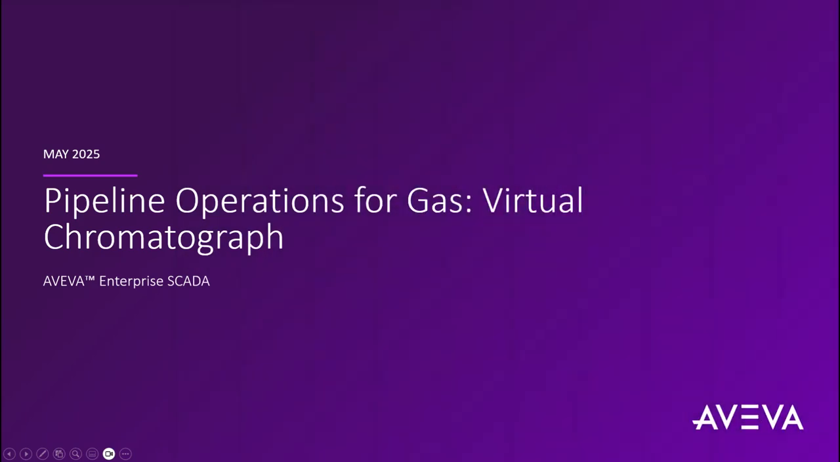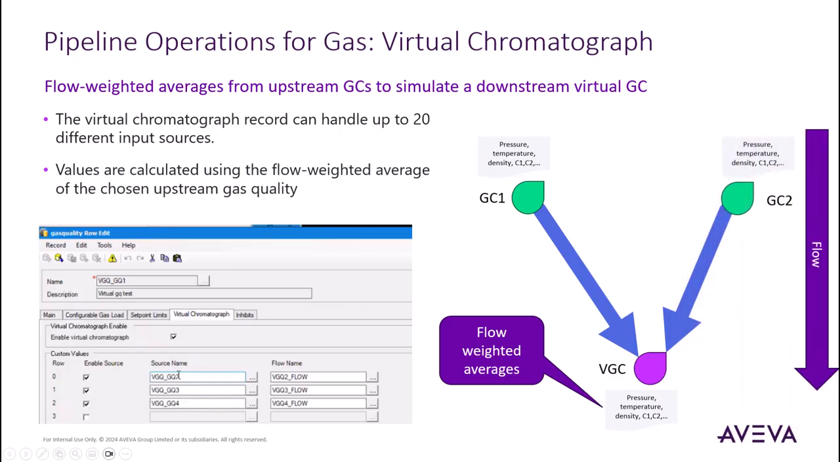The virtual chromatograph is a new feature that is part of AVEVA Pipeline Operations for Gas. Virtual chromatograph can manage up to 20 input sources within one object. If some gas chromatographs fail or become unreliable, the virtual chromatograph calculates gas composition using functioning upstream chromatographs based on their flow. Virtual chromatograph applies a weighted flow average for meter calculations.